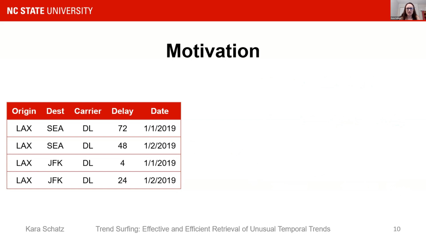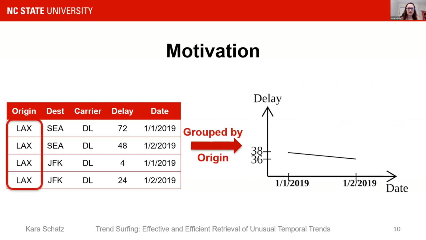Additionally, we could group this table with respect to different group by attributes and generate even more trends. For example, here I've grouped the table by the origin attribute alone, using the average function for the aggregation. And so these four tuples give you the average of the measure value on January 1st and on January 2nd, and then the average values here form this trend. The trend is labeled by the value of the single group by attribute. In this case, the label is the origin airport LAX.